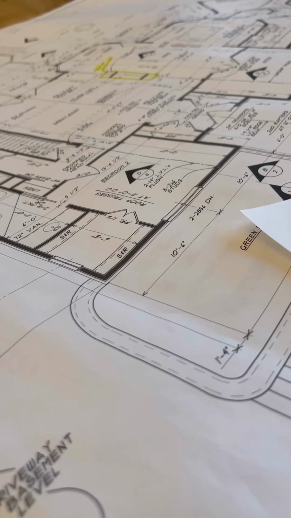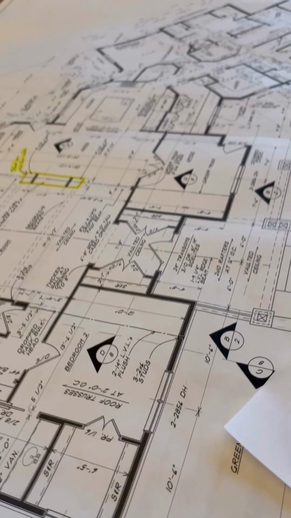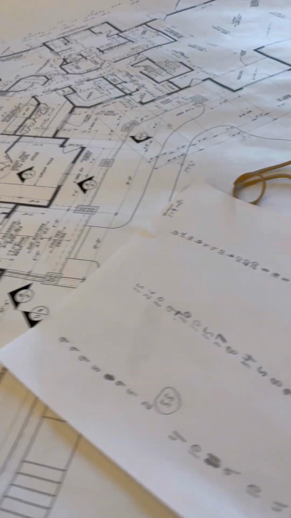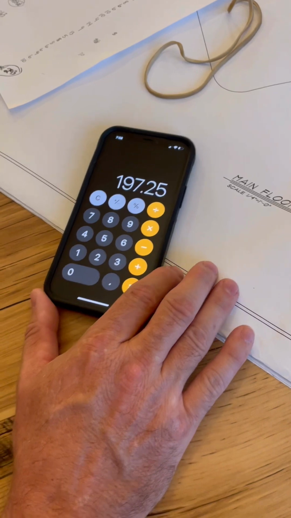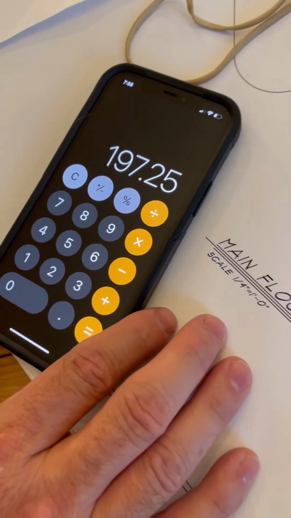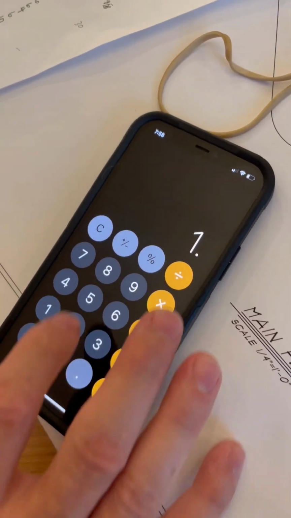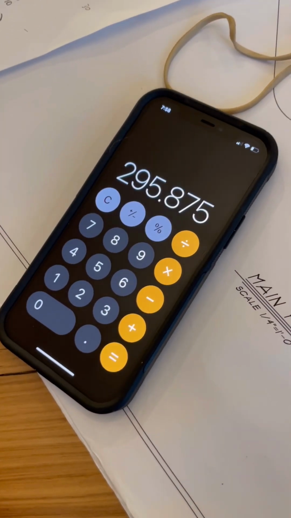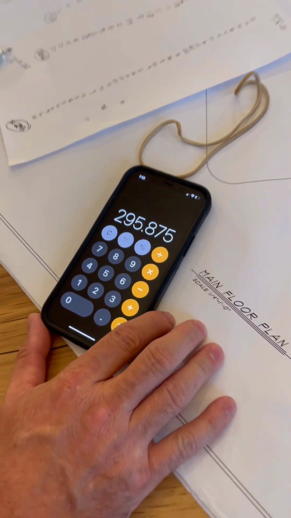But I need to figure extra for corners, partitions, jack studs for around windows and doors, and sill plates for windows. I have found that an additional 50% more gets me close to the extra I need. So I multiply 197 times 1.5. That's 295 studs. I'll order 300 and that should be close.